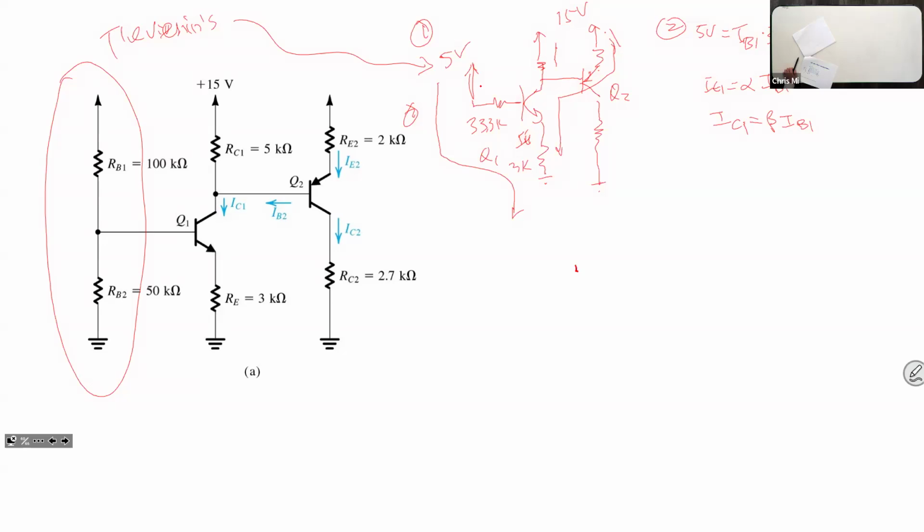Do we know what our beta was for this? Yeah, beta is assumed to be 100. No, beta has to be given, otherwise you can't solve the problem.